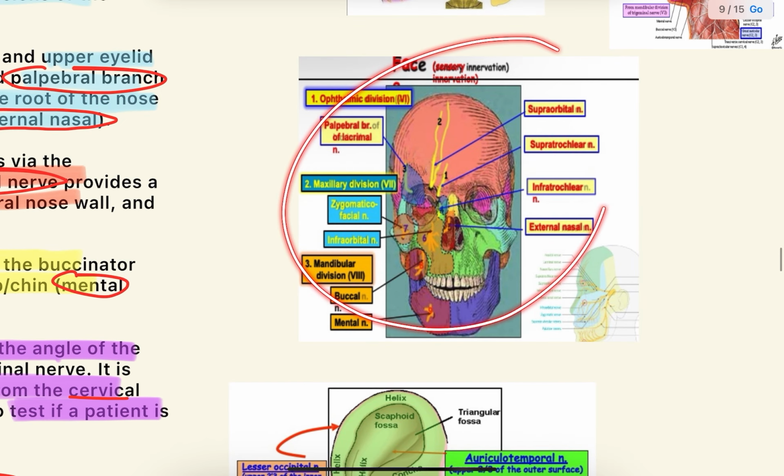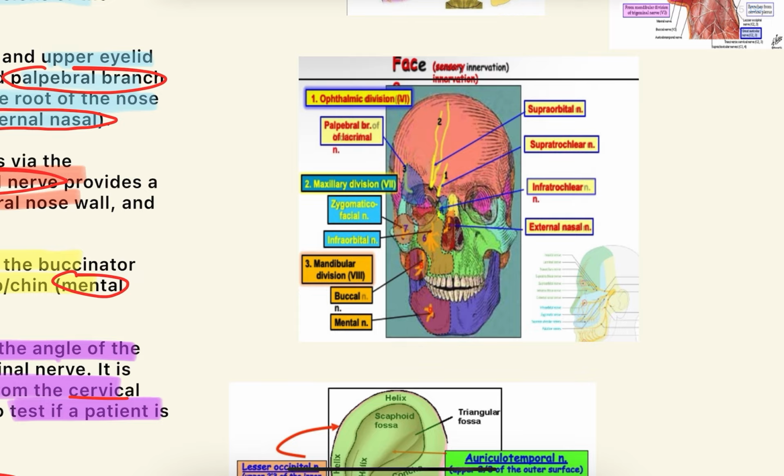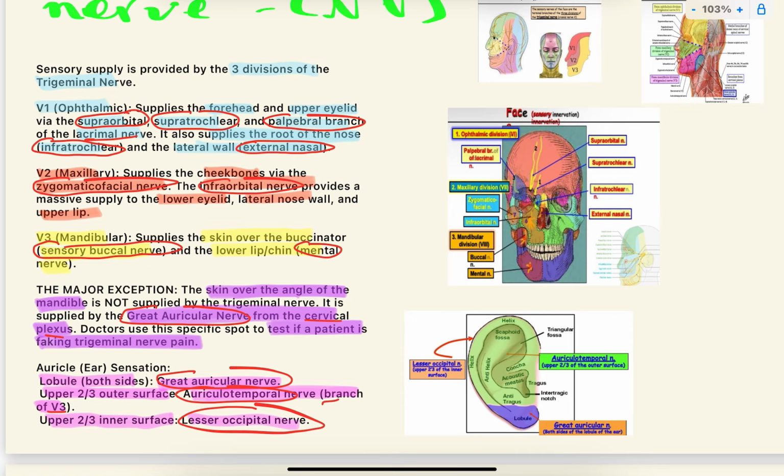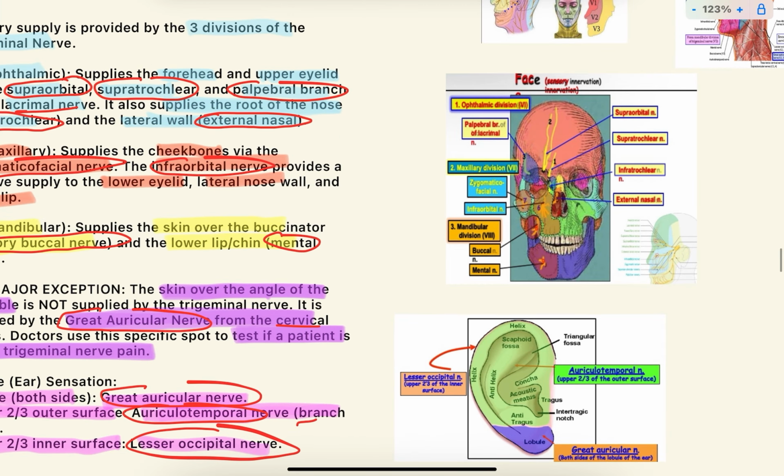In this picture here, what are we going to discuss? We are going to see exactly the specific location. So let's start with the ophthalmic division, which is V1. It will supply the forehead and the upper eyelid by the supraorbital, the supratrochlear, and the palpebral branch of the lacrimal nerve. So again, it will supply the forehead and the upper eyelid by three nerves, which are what?